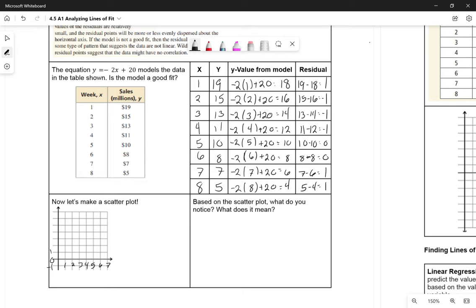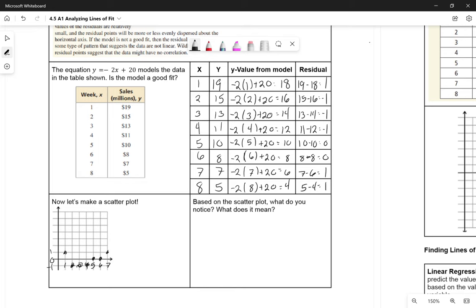And once we graph them, my first point will be 1, 1. I'll look at my x value, then my residual: 2, -1, 3, -1, 4, -1, 5, 0, 6, 0, 7, 1. And if I was to graph the last one, it would be 8, 1.